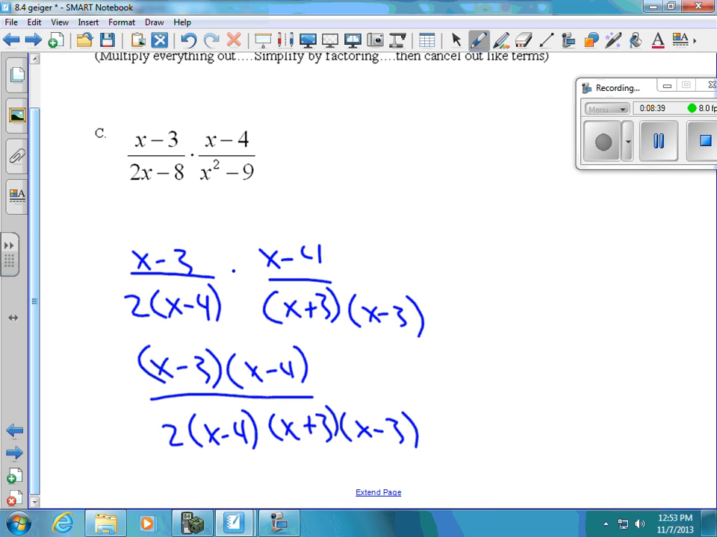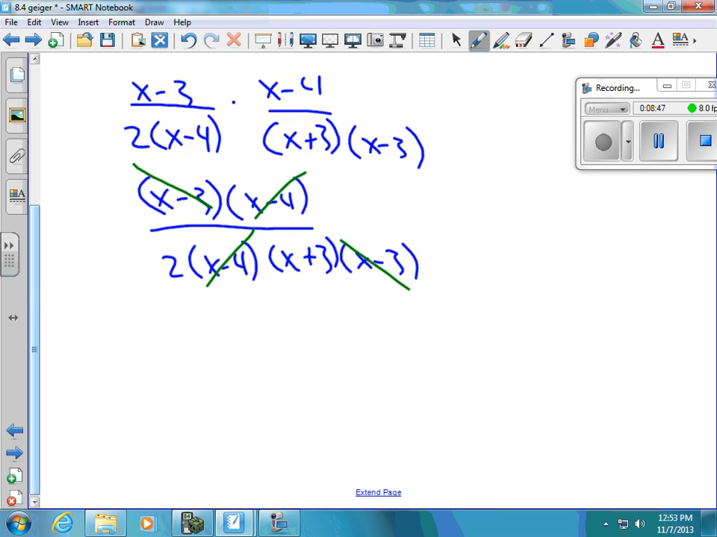And if I look now, I can just cancel things out. X minus 3, x minus 3, x minus 4, x minus 4. What's left? Well, on the bottom, I have 2 times x plus 3, or 2x plus 6. On the top, I have nothing, so it's a 1. So either one of these answers would be good for me.